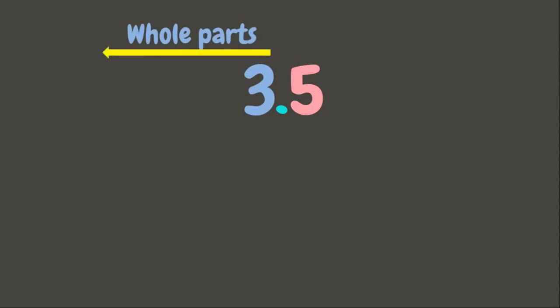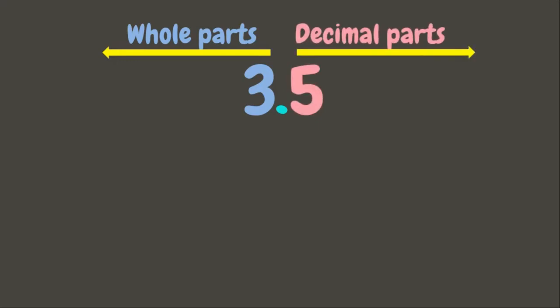Okay? Has 2 parts. The first one is the number on the left part. They are called whole parts. While the number on the right part is called decimal parts. And the dot between the right and the left side is what we call decimal point. The decimal point separates the whole parts and decimal parts.